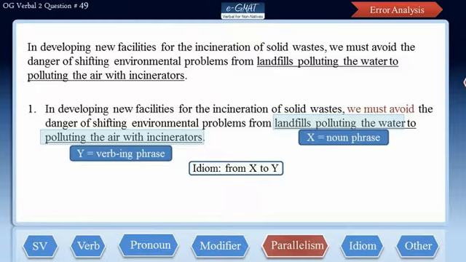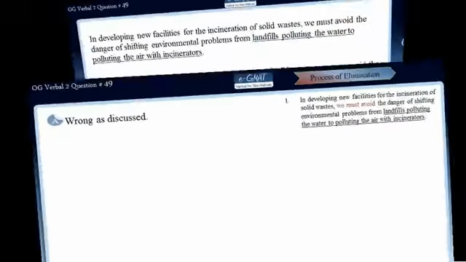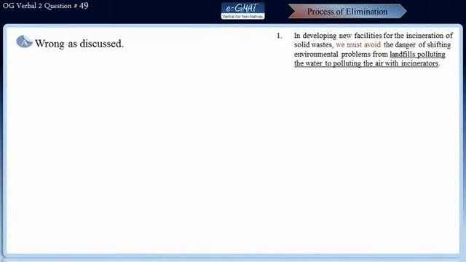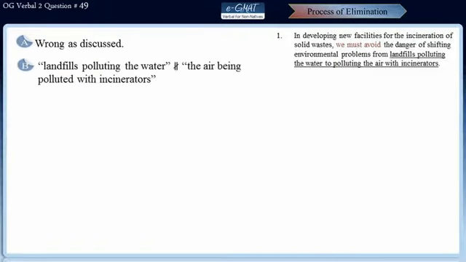Now let's run the POE to find out what's the correct answer. Well, choice A is not the correct answer, as we discussed just now. Choice B again has the same parallelism issue. Here both the phrases are noun phrases, but Y begins with what gets polluted while X begins with what pollutes. So here we do not have both the entities absolutely grammatically parallel. So choice B is not the correct answer.